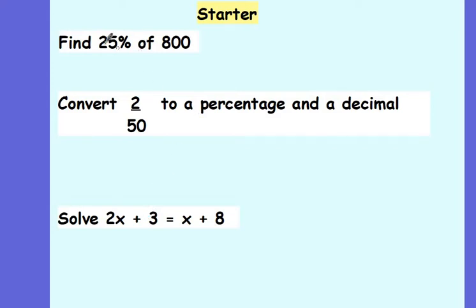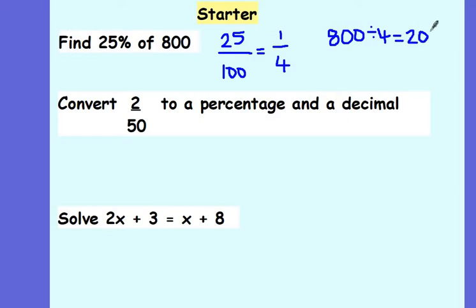Right, let's work out the answer. 25% is the same as a quarter because we've got 25 out of 100, which is the same as if we divide top and bottom by 25, 1 quarter. So I need to do 800 divided by 4, which gives me what, Drew? 200, excellent.